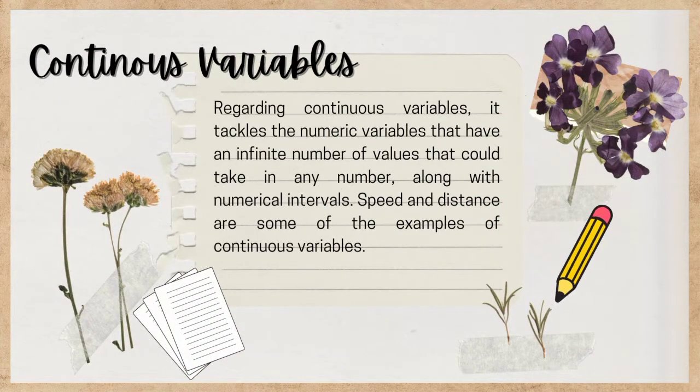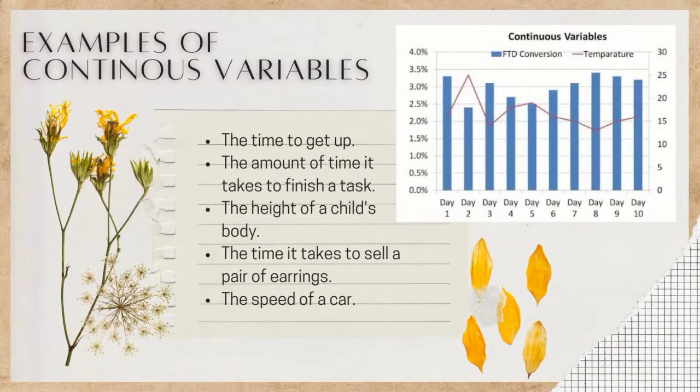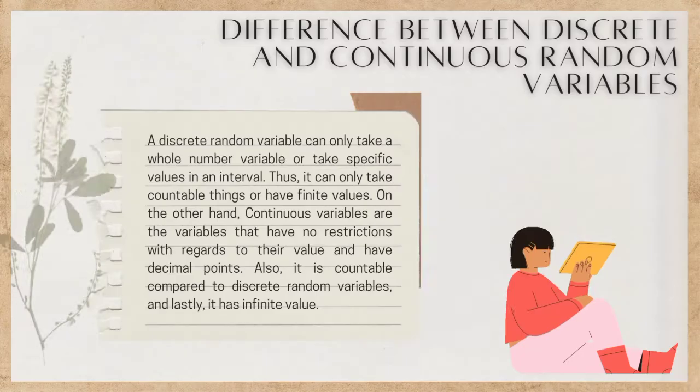Continuous variables. Regarding continuous variables, it tackles the numeric variables that have an infinite number of values that could take in any number, along with numerical intervals. Speed and distance are some of the examples of continuous variables. For the example of continuous variables, the first one we have the time to get up, the amount of time it takes to finish a task, the height of a child's body, the time it takes to sell a pair of earrings, and lastly, the speed of a car.